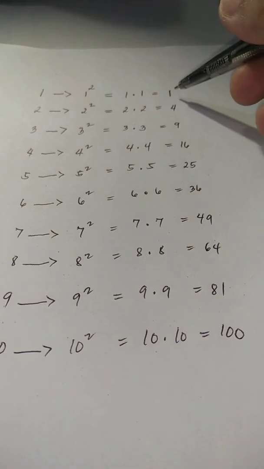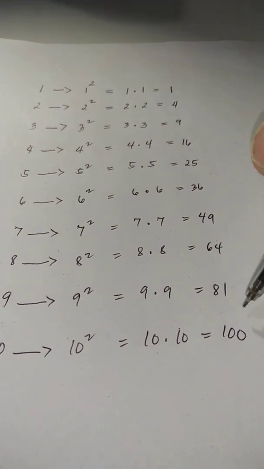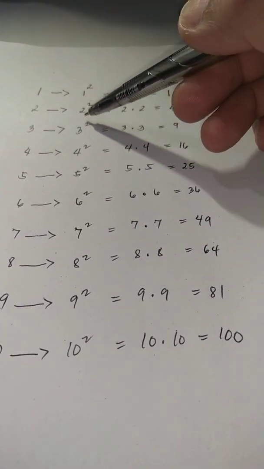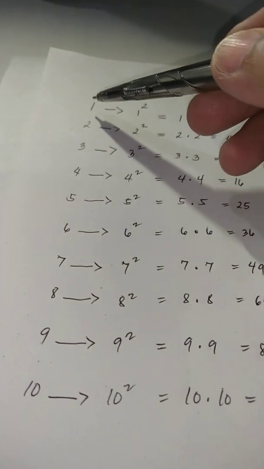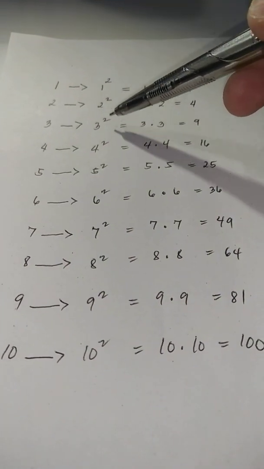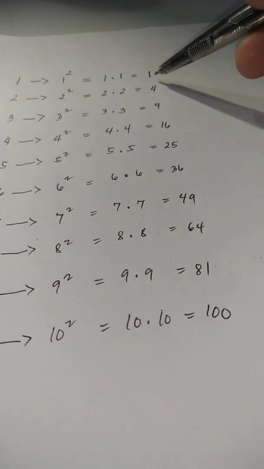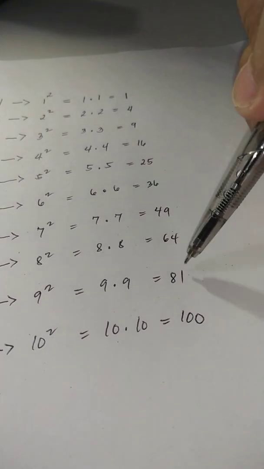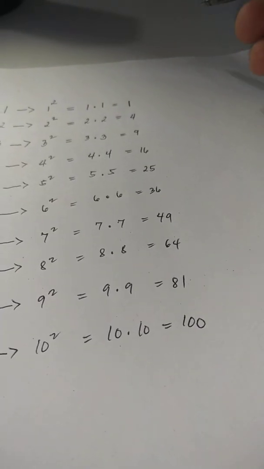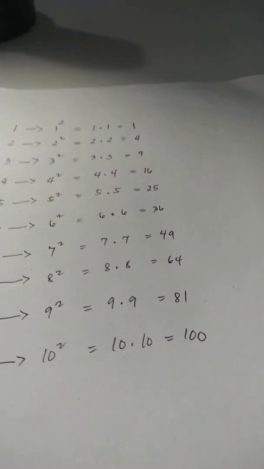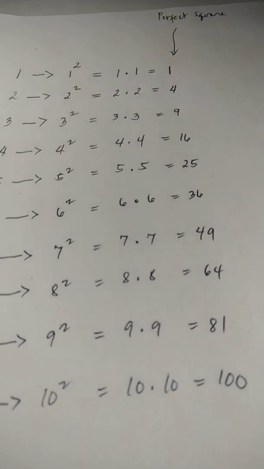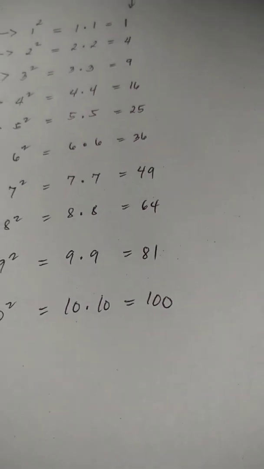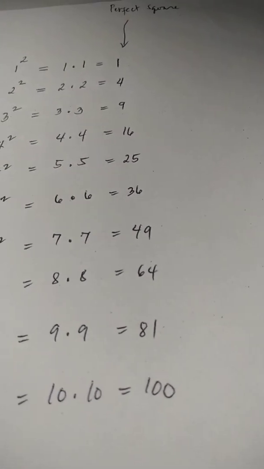Now, what do we call those numbers? After getting the square of numbers 1 to 10, we arrive with the following numbers: 1, 4, 9, 16, 25, 36, 49, 64, 81, and 100. How do we call those numbers? We call those numbers perfect square numbers.